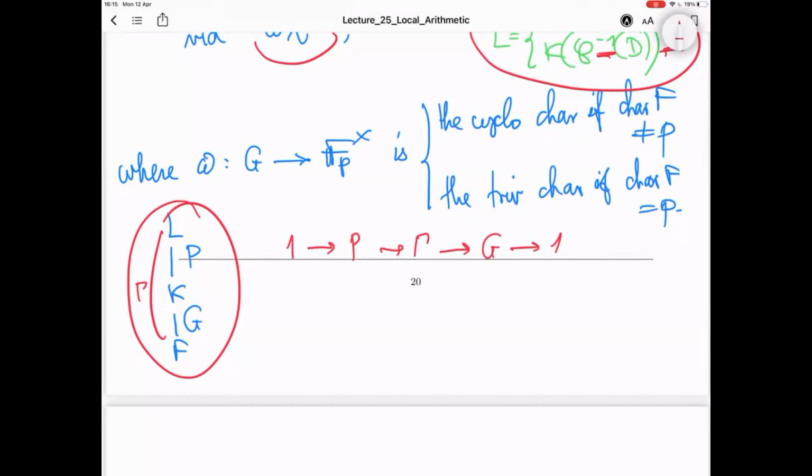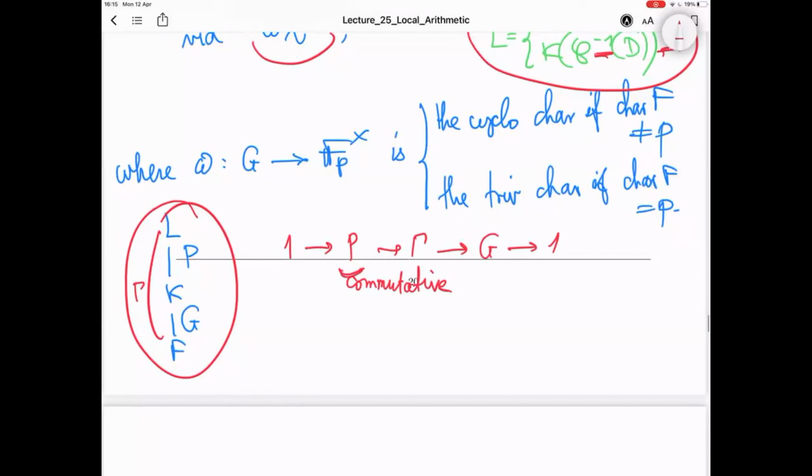And P is commutative, right? Of course, it's not just commutative, but it's even cyclic. But whenever I have a short exact sequence with a commutative kernel, the quotient acts on the kernel by conjugation.